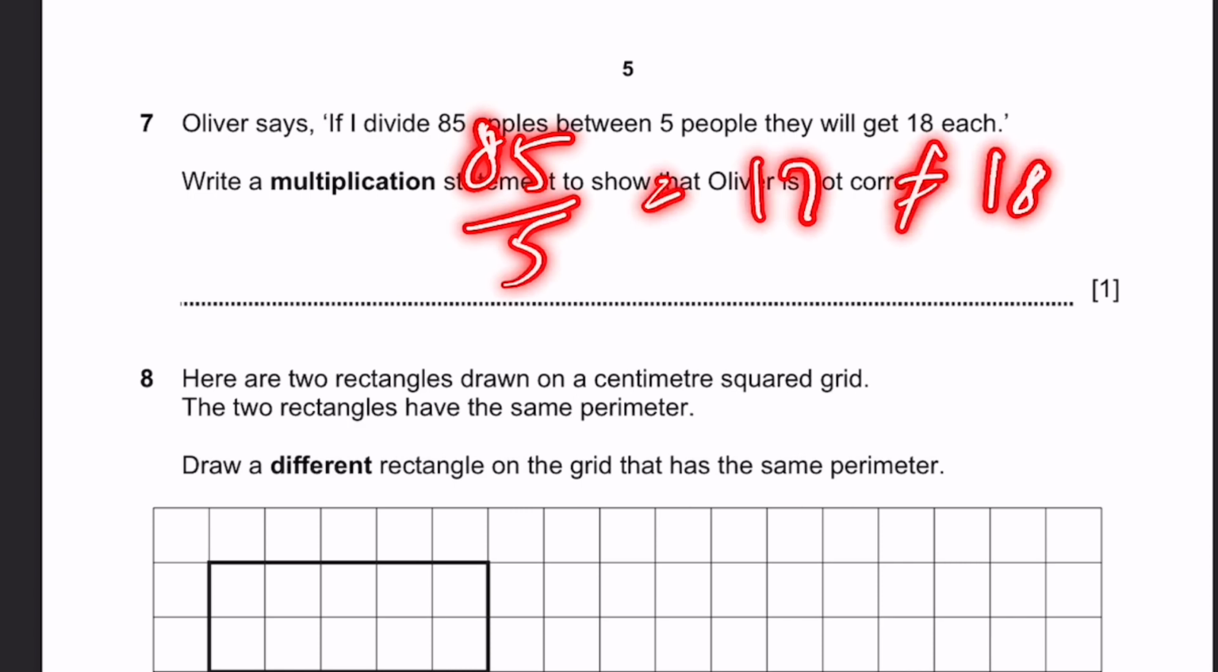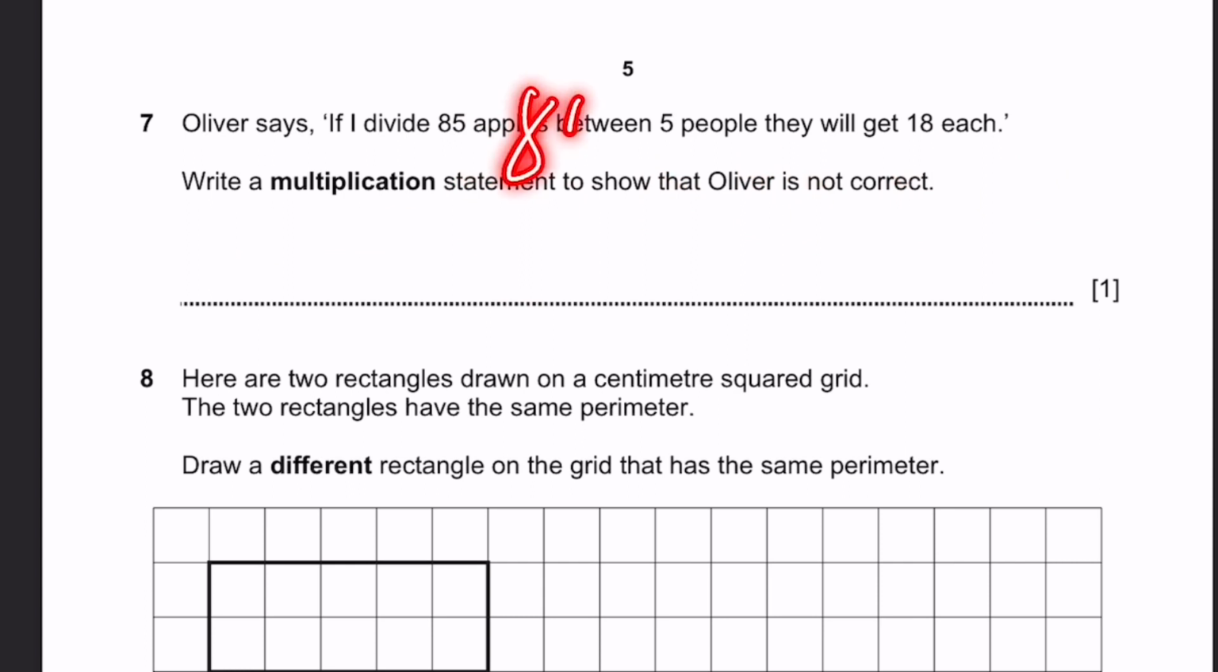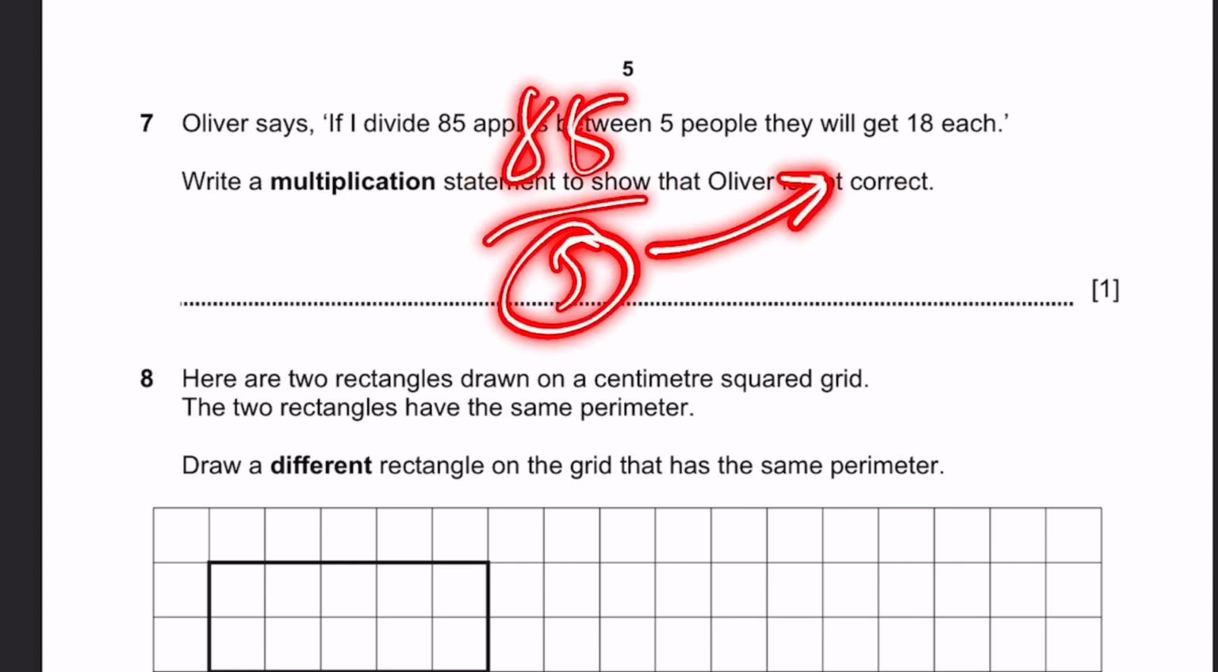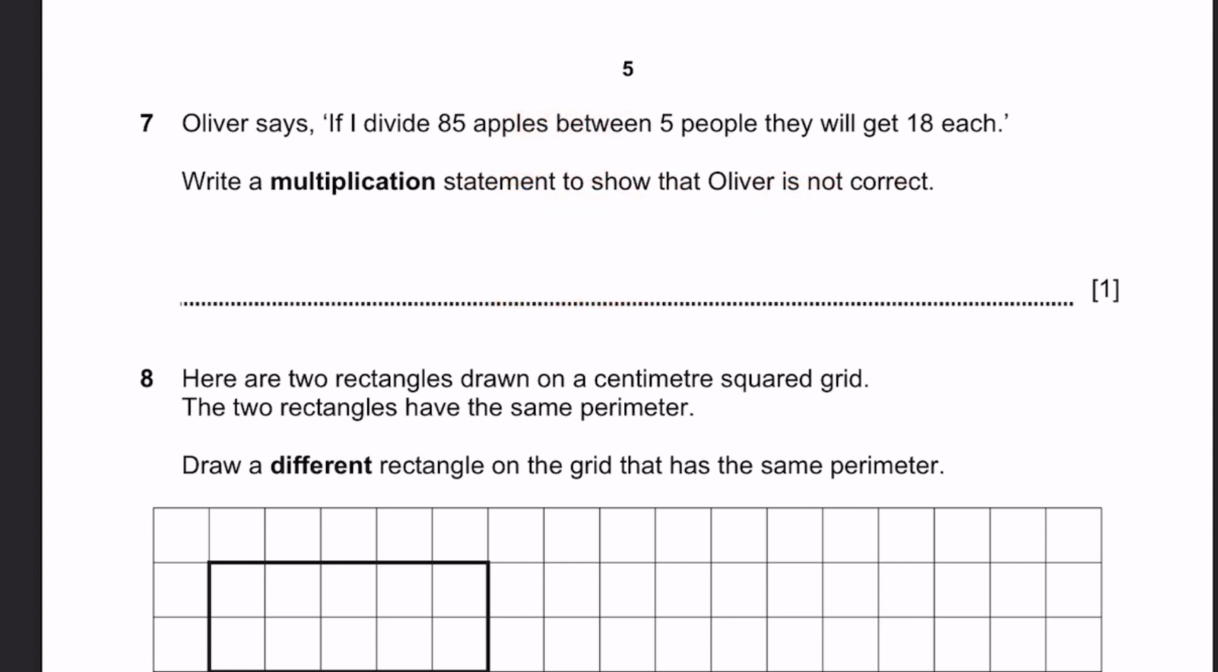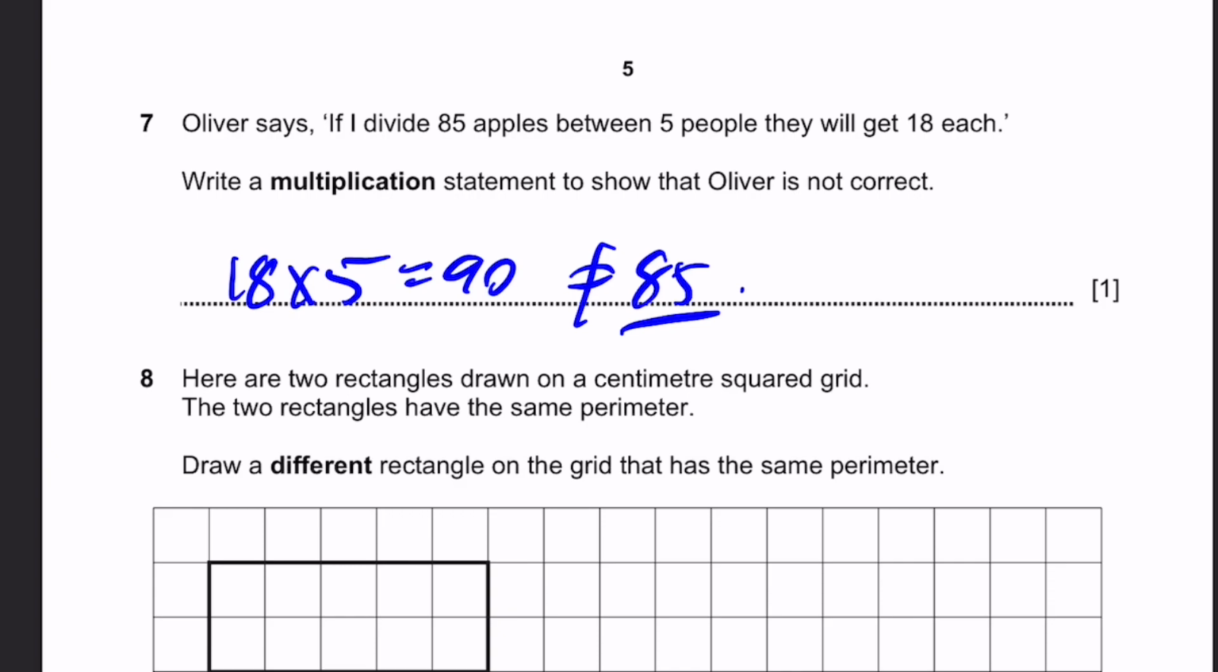But we can't write that because we need multiplication. So we bring this 5 to the other side to multiply. And that would be 18 times 5 is equal to 90, which is not equal to 85. That's the answer.